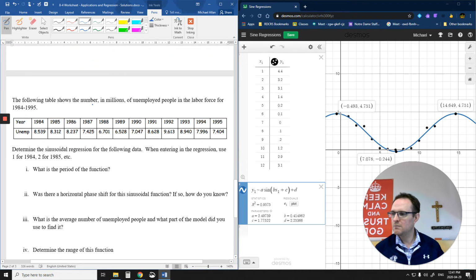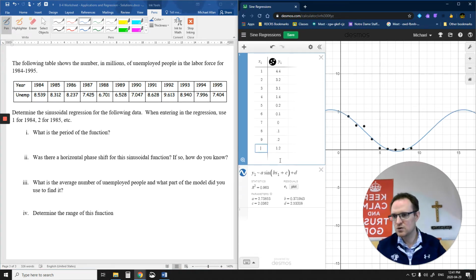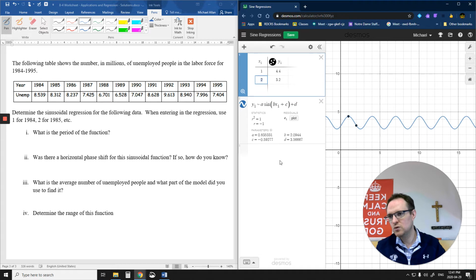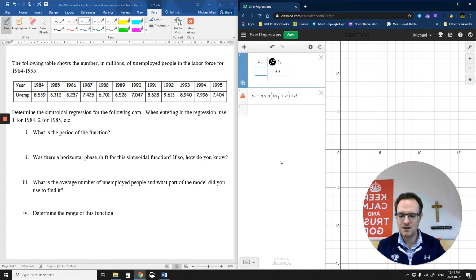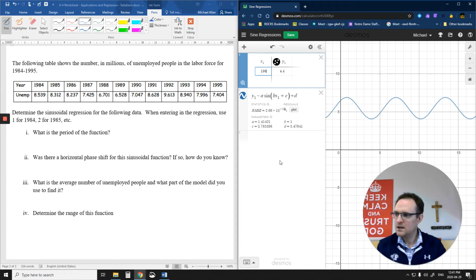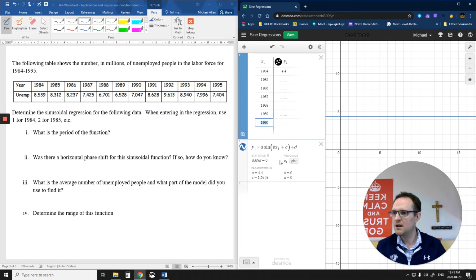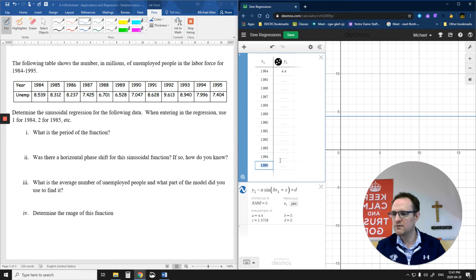Looking pretty good. So here's another question regarding regression. I'm just going to delete a bunch of things. Type this in here. So we got 1984, 1985. Okay, good. 6, 7, 8, 9, 90, 91, 92, 93, 94, 95. Decimals being nice to us.